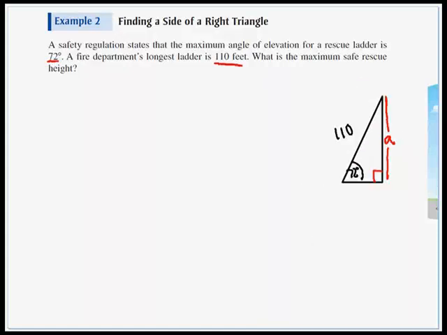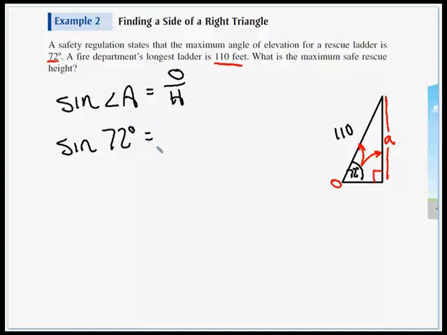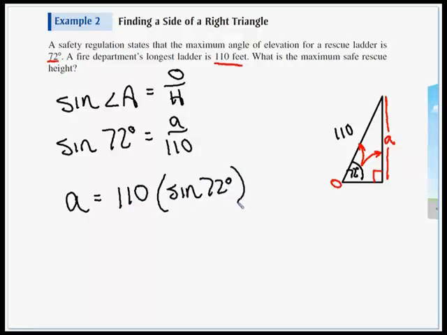So let's see. Here is our given angle, 72 degrees. We want the opposite side. We have the hypotenuse. What trig function deals with opposite and hypotenuse? Well, that's the sine of the angle is equal to opposite over hypotenuse. And we do know the angle here is 72 degrees. Our opposite side is what we are looking for. Our hypotenuse is 110. So to solve for A, multiply both sides by 110. A equals 110 times the sine of 72 degrees.